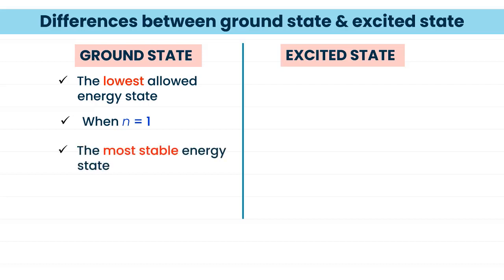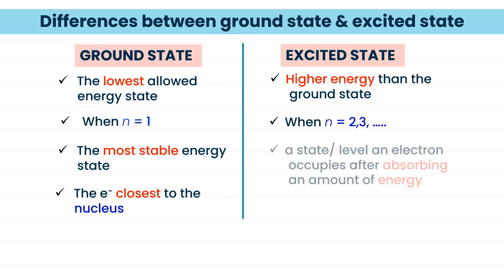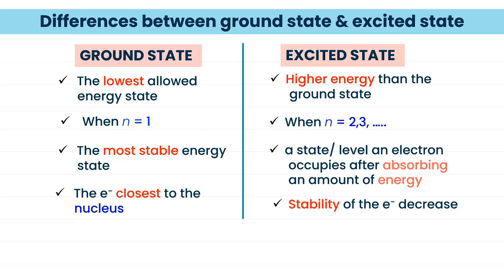Ground state is the most stable because the electrons are the closest to the nucleus. Excited state obviously has higher energy than that of the ground state. If the ground state is 1, then the excited state must be 2, 3, 4, and so on. For an electron to reach this state, it must first absorb an amount of energy. Since it is located higher up and further from the nucleus, its stability decreases. To find the energy of electrons at both ground state and excited state, we can use the energy at individual energy level, which is negative RH 1 over n squared.